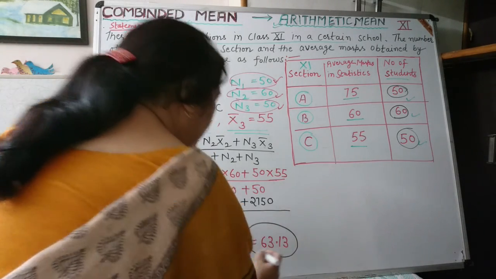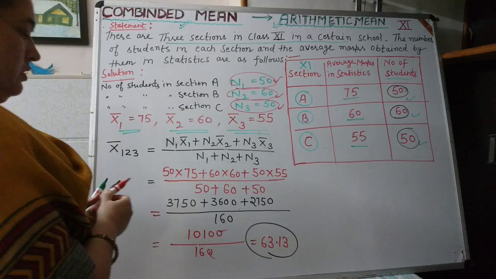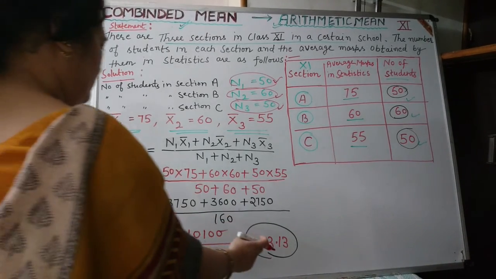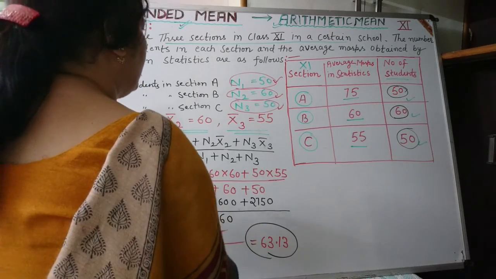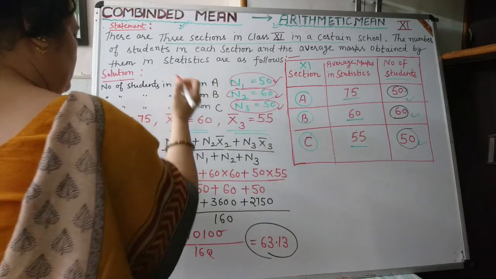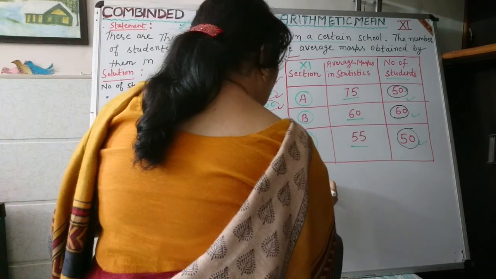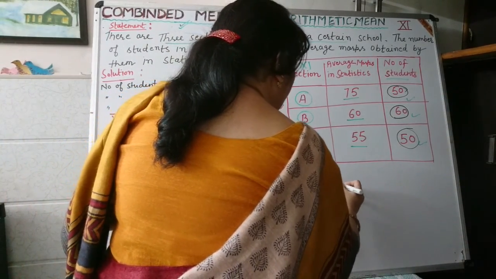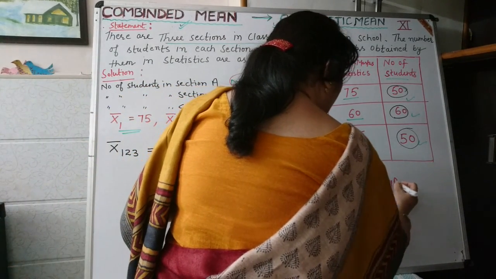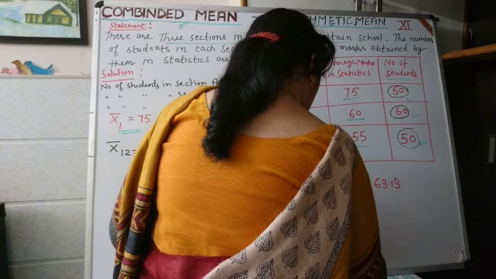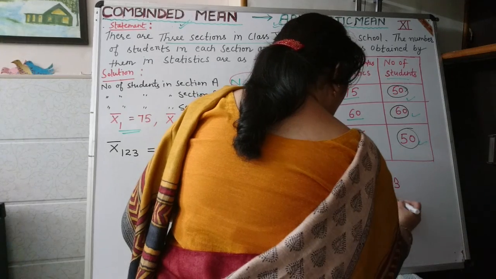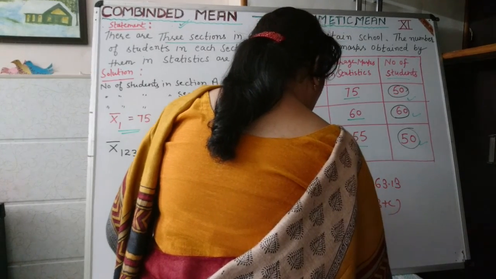And the combined arithmetic mean for all the sections, section A plus section B plus section C, would be equivalent to 63.13. So the answer is combined arithmetic mean. So the combined arithmetic mean is equal to 63.13 for sections A plus B plus C of 11th class.